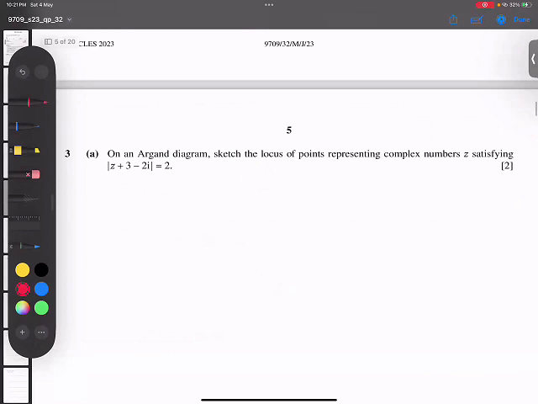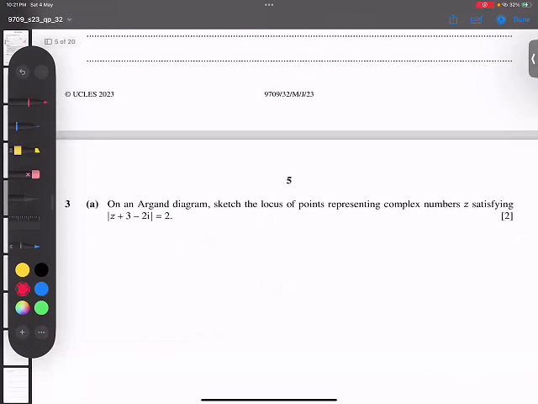Question number 3. An Argand diagram sketches the locus of the point representing the complex number z. Whenever this kind of equation comes, with the modulus on the left hand side and a number on the right hand side, this always represents a circle equation. In this option, this negative is compulsory, a fixed part of the formula. When I take the negative common, both signs will change: 3 becomes negative, 2 iota becomes positive.